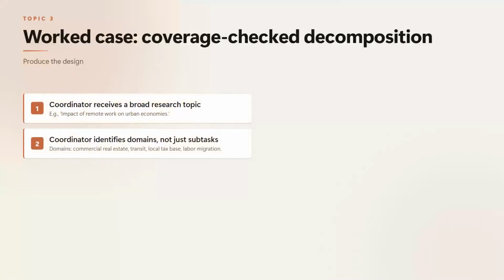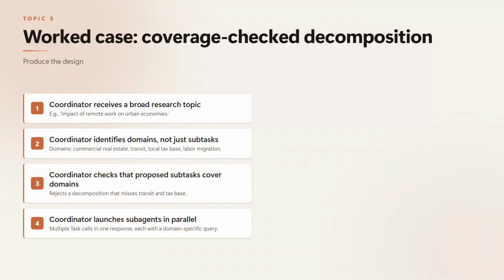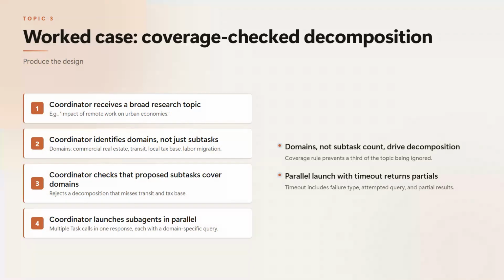Take a coordinator receiving the topic impact of remote work on urban economies. A naive decomposition might produce 3 subtasks: office vacancy rates, downtown retail, and commuting patterns. That looks reasonable. But the domains of this topic also include the local tax base and labor migration. The coverage rule forces the coordinator to identify those domains and check that the proposed subtasks cover them. It rejects the naive decomposition and adds subtasks for tax base and migration.